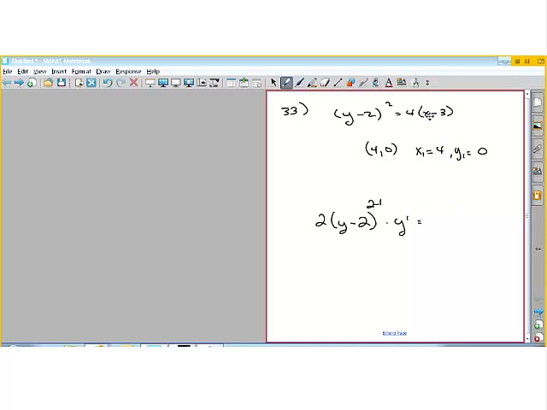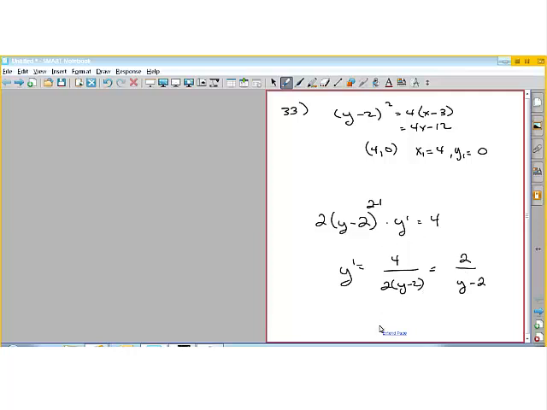Now over here, it's probably easier to just multiply it out. 4x minus 12. So the derivative of 12 is 0. The derivative of 4x is 4. And this, of course, is y minus 2 to the first power. So if we divide both sides by this, we'll solve for y prime, and we'll get 4 divided by 2 times y minus 2. And of course, 4 divided by 2 is 2, so you get 2 over y minus 2.